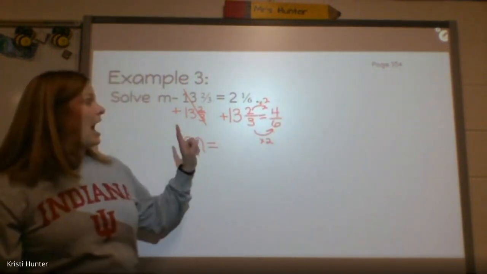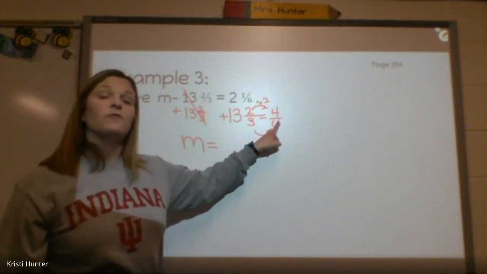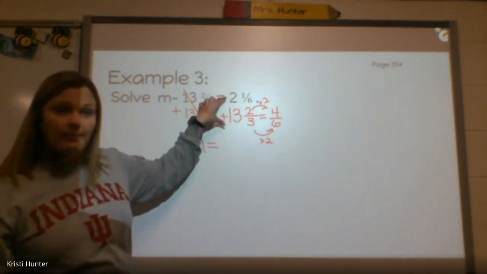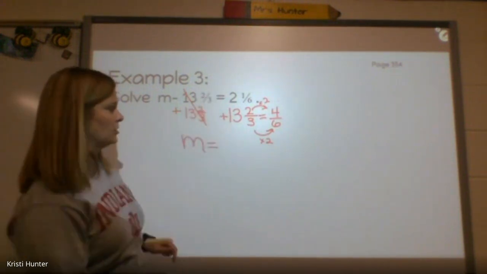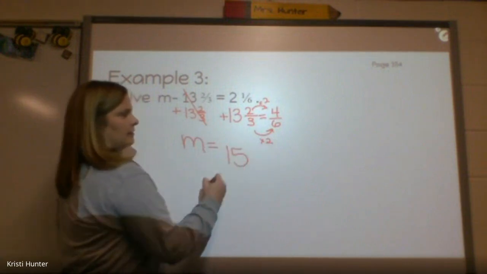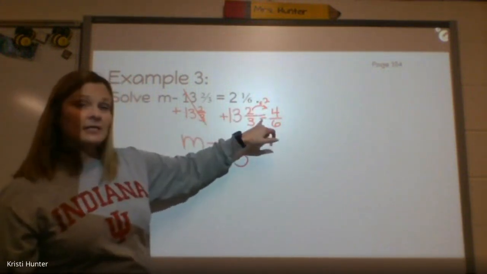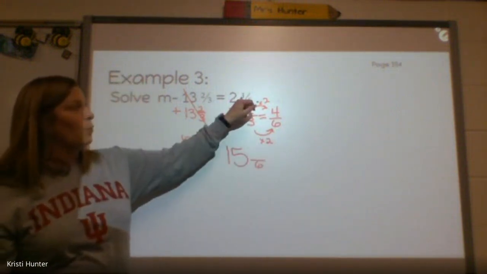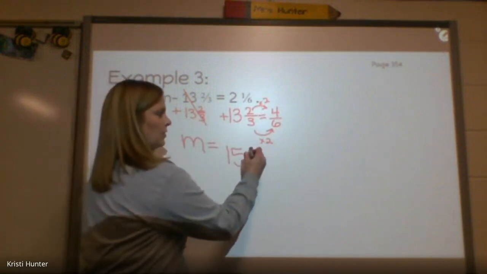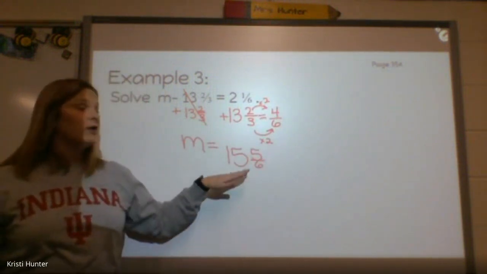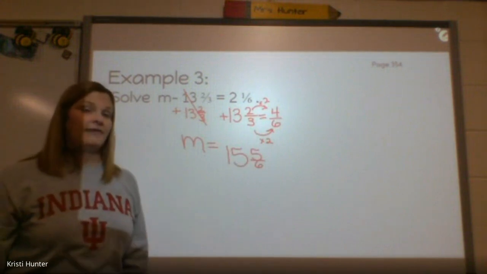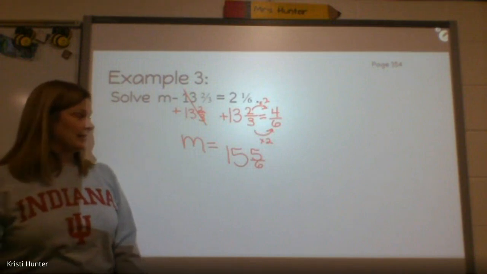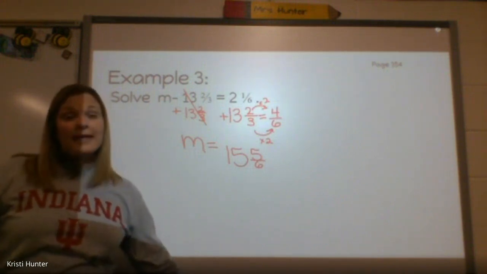So now I have 13 and 4/6, which means if I add up my whole numbers, 2 plus 13 would give me 15. And then since I have common denominators, my denominator is going to stay a 6, and 1 plus 4 would give me 5, or 15 and 5/6. Right? So hopefully that made a little sense to you.